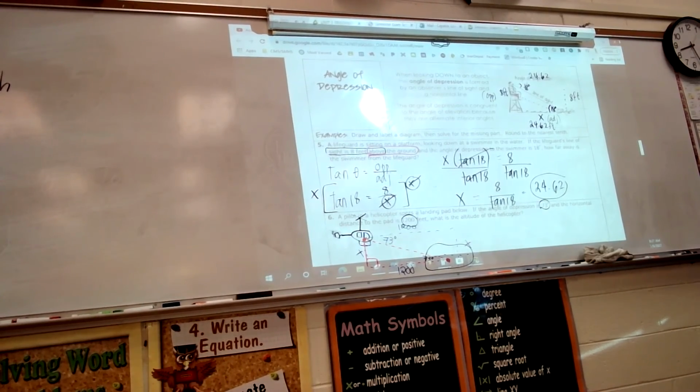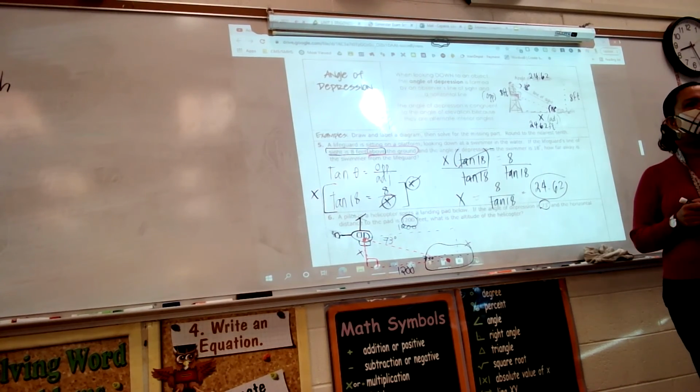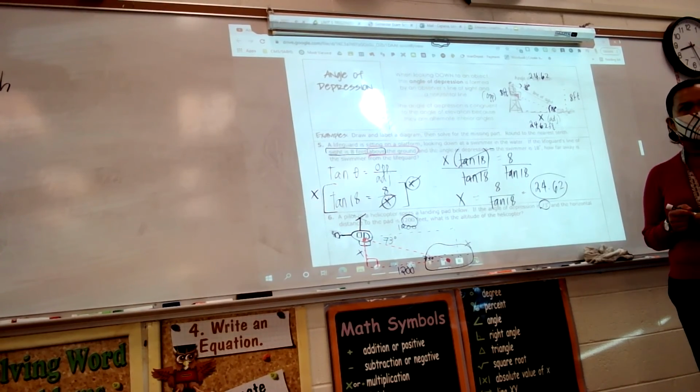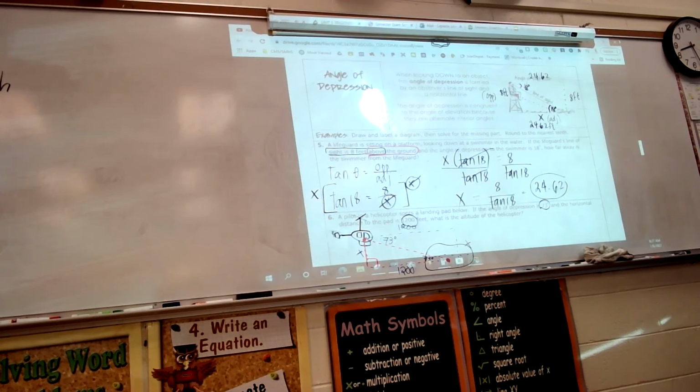El opuesto son 1200. Perdón, no. El opuesto es X. Adyacente es 1200. Carter, what is your answer? 3925. Se cambia, ¿verdad? El opuesto es X y el adyacente es 1200.